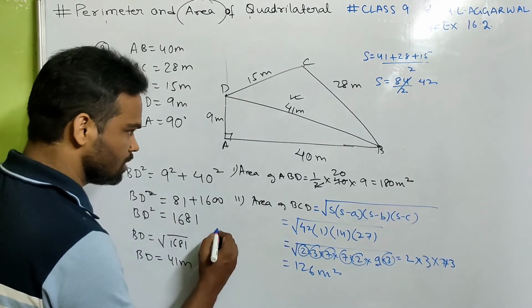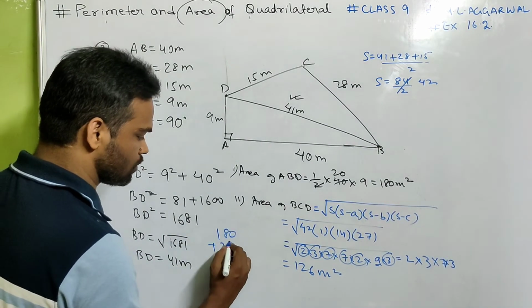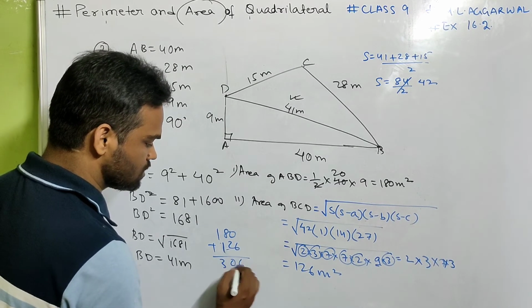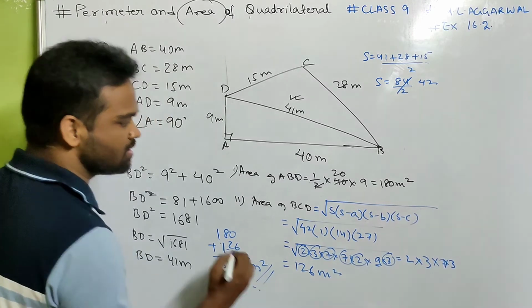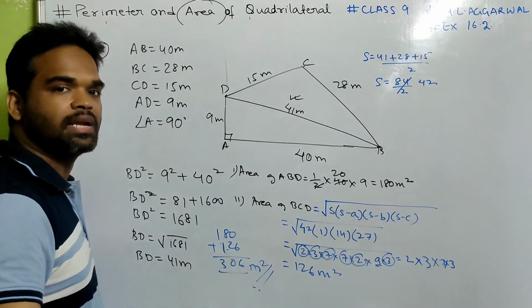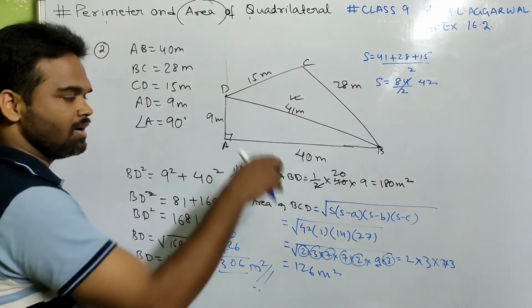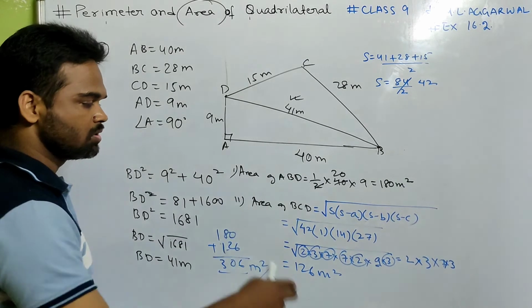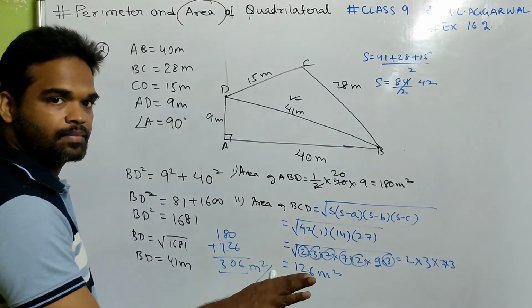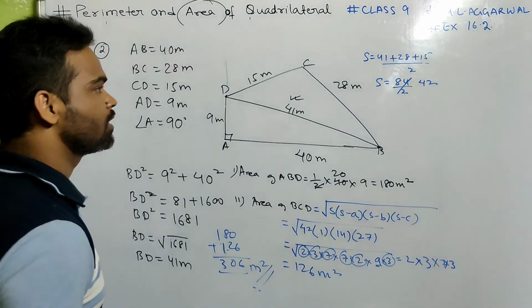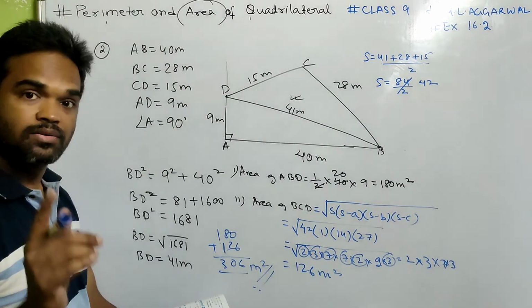So the total area of the quadrilateral will be how much? This plus this, 180 plus 126. That's 306 meters square, and that's the area of the quadrilateral. We divided the quadrilateral into two triangles. One was a right angle triangle, half into base into height. The other was a scalene triangle, so we used Heron's formula, which we have done in area of triangles.